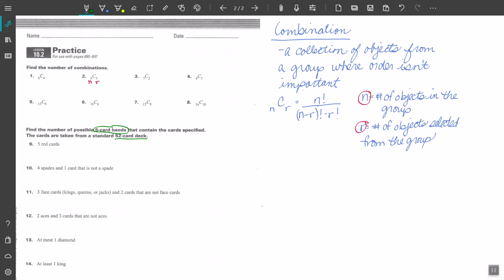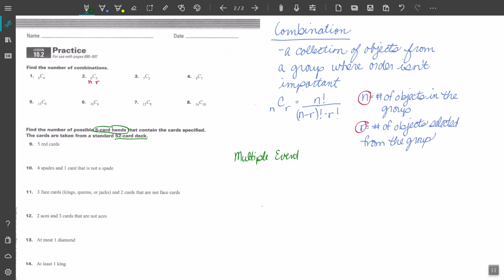And we want to know how many combinations there are. But in number 9, we want all 5 of the cards to be red. So we need all 5 of the cards to be red, and we need to be able to pull 5 out at a time. So we have 2 events going on, a multiple event.